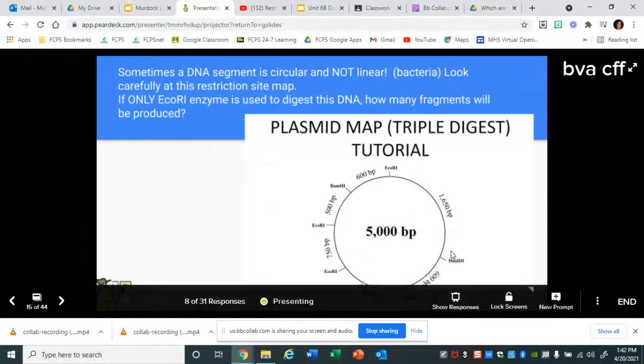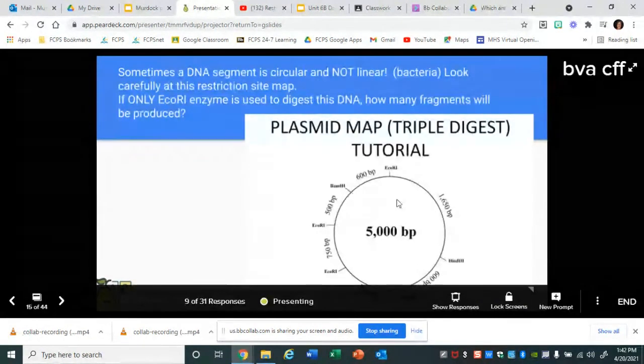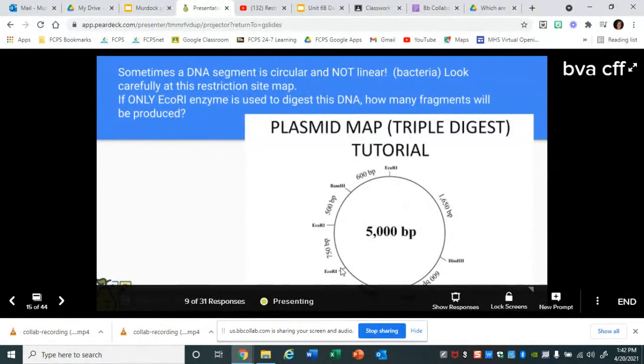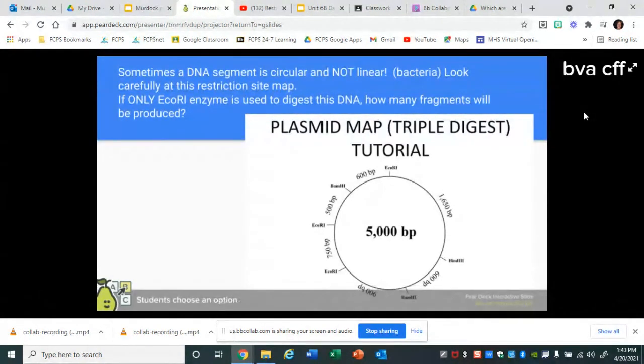And on this plasmid, you'll notice that there are places for different enzymes to cut. So there's a HindIII cut here. There's an EcoRI here, here, and here. There's 3 places where EcoRI will cut. There's 1 place where BamHI will cut. I can't see down there because my thing is blocking it, but, oh, I'm sorry, I'll stop moving. There we go. But there's a BamHI site on the bottom as well.